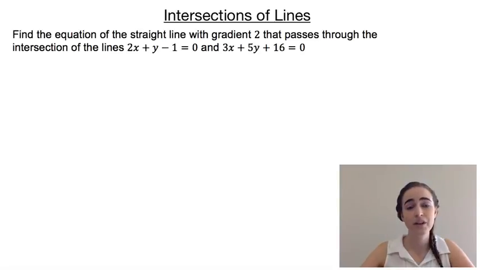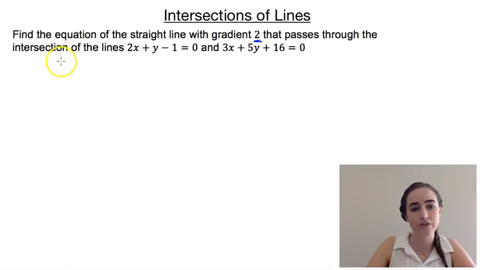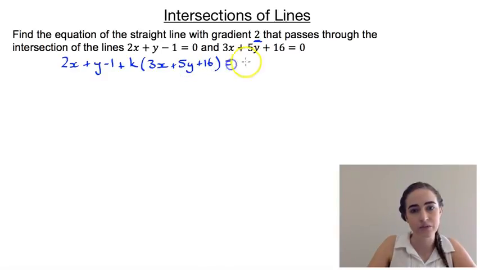The second example that I want to have a look at, the extra piece of information that we're given is actually the gradient of the line this time. So we want the equation of the straight line with gradient 2 that passes through the intersection of these two lines here. So we start off the same way by writing it out into our formula. So we've got 2x plus y minus 1 plus k outside of 3x plus 5y plus 16 is equal to 0.